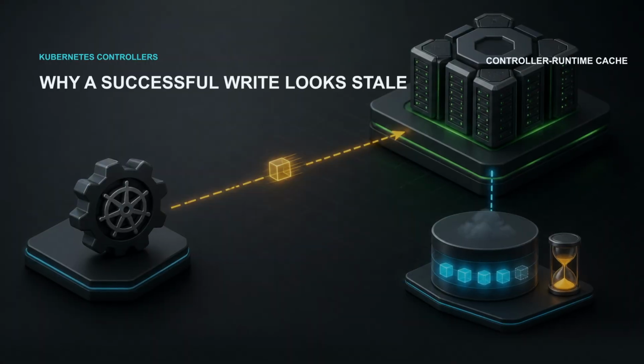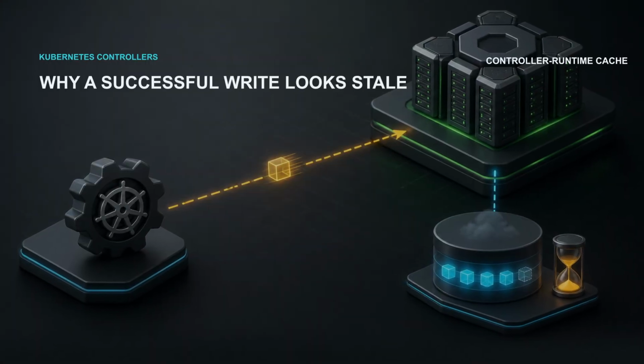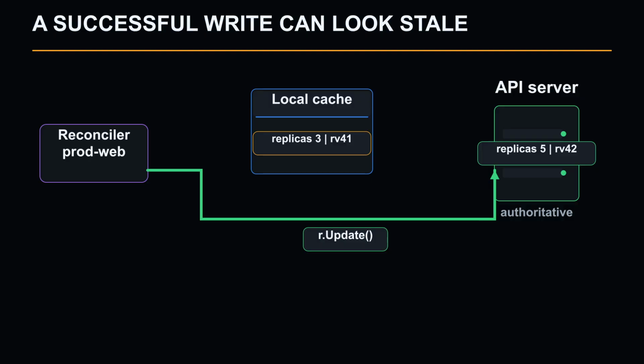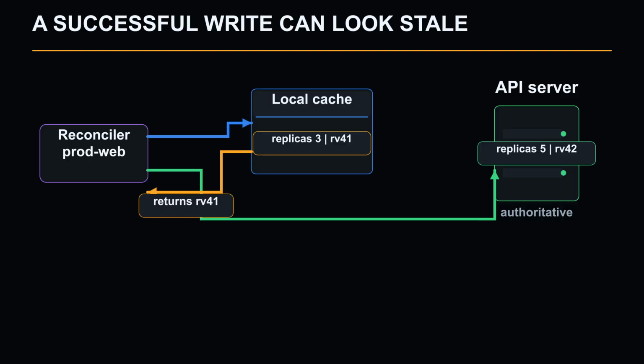You update a Kubernetes object. The API server says the update succeeded. Then one line later, you read it again and get the old value. Maybe the deployment still says 3 replicas, even though you just changed it to 5. Nothing crashed, the update was not rolled back. The controller can still be working exactly as designed.